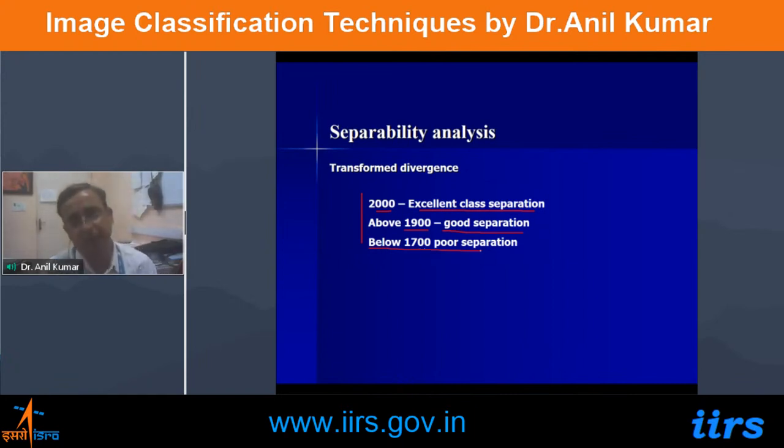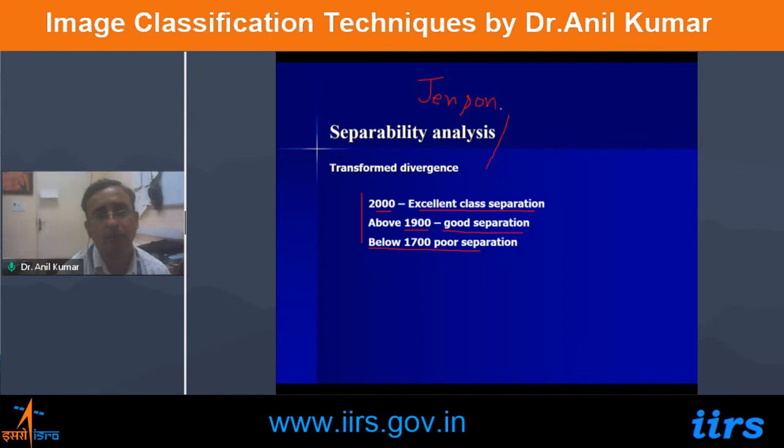So when we are doing separability analysis, we have to see the separation should be 1900 or above, then it is a very good separation. If it is below 1700, then it is poor separation. You can see more mathematical details on these in the Jensen book. There is one Jensen book on digital image processing. So you can see more details in this book.